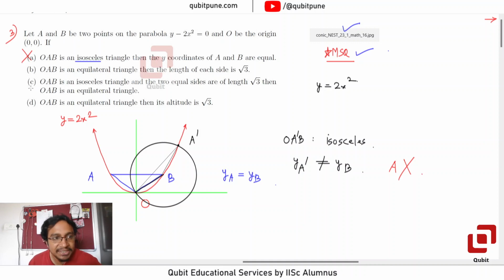What can you say about option C considering the state of option A? OAB is an isosceles triangle and the two equal sides are of length √3. Then OAB is an equilateral triangle. See, right here we can rule out that possibility. Meaning, if we say that OB is √3 and at the same time we say BA dash is √3, there is no chance that OA dash will be equal to √3. Is that correct? So can it be an equilateral triangle if it is isosceles and two equal sides are of length √3? No. So C is also not right.